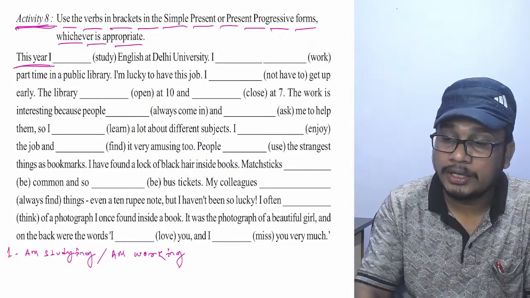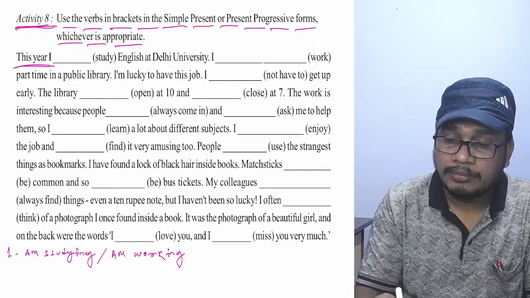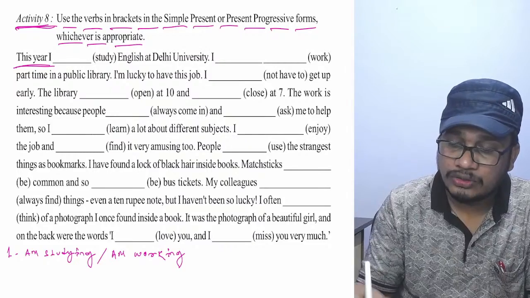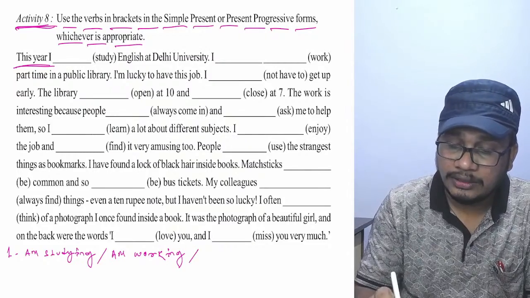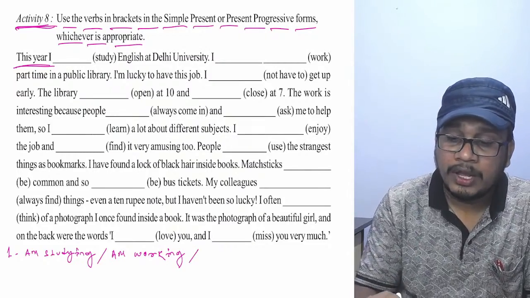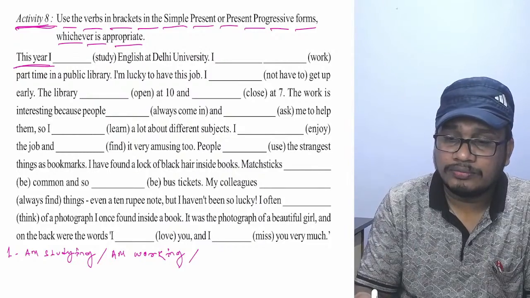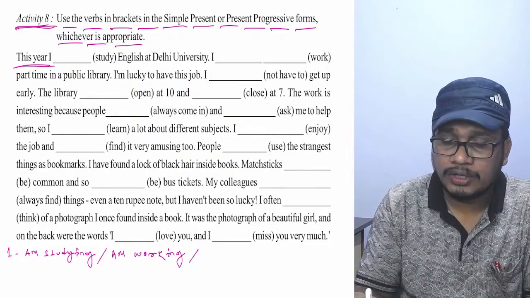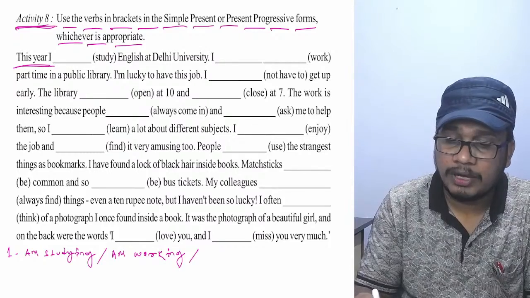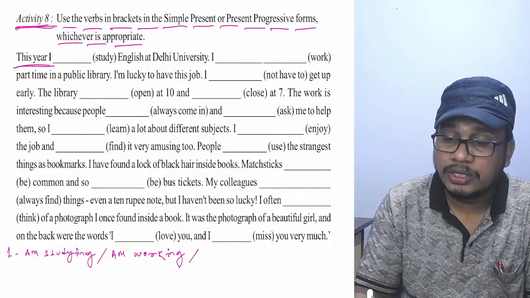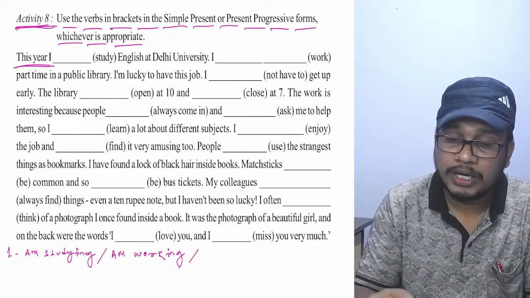I am working in a public library. I am lucky to have this job. I am fortunate. I am very happy to have this job. I am happy to do this job. I do not have to get up early.